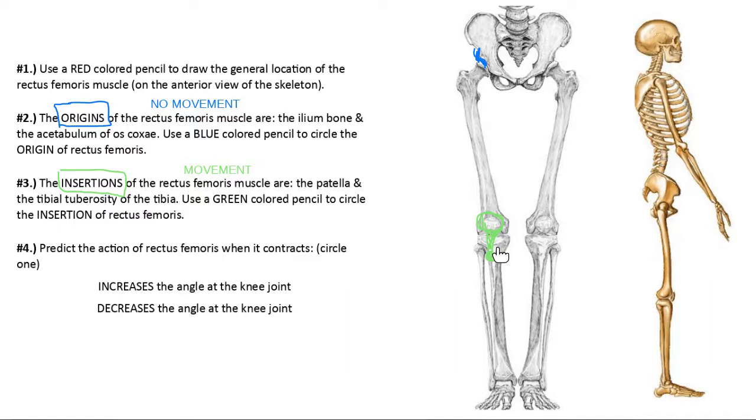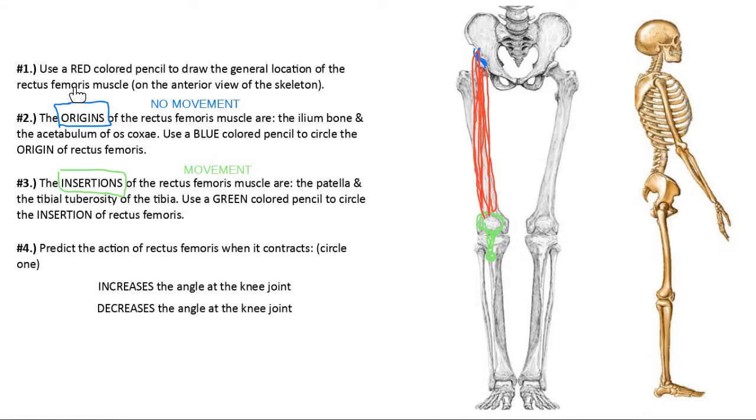So I've got my moving attachment site, and I've got my non-moving attachment site. Now I get to play connect the dots to draw rectus femoris. Remember, rectus femoris is the one that goes straight up and down on your thigh. So here's rectus femoris, here's the insertion, here's the origin.